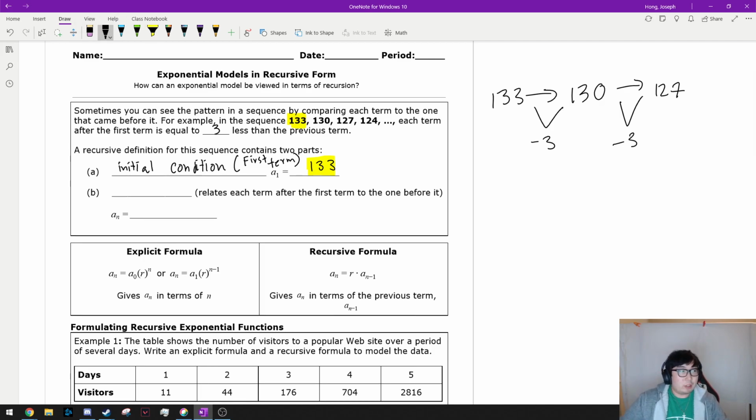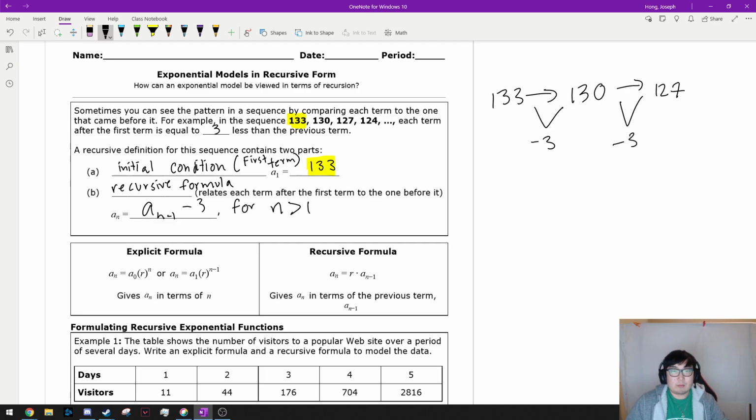And part 2, the recursive formula. This relates each term after the first term to the one before it. So the equation goes like this: a sub n equals a sub n minus 1, minus 3, for n greater than 1.